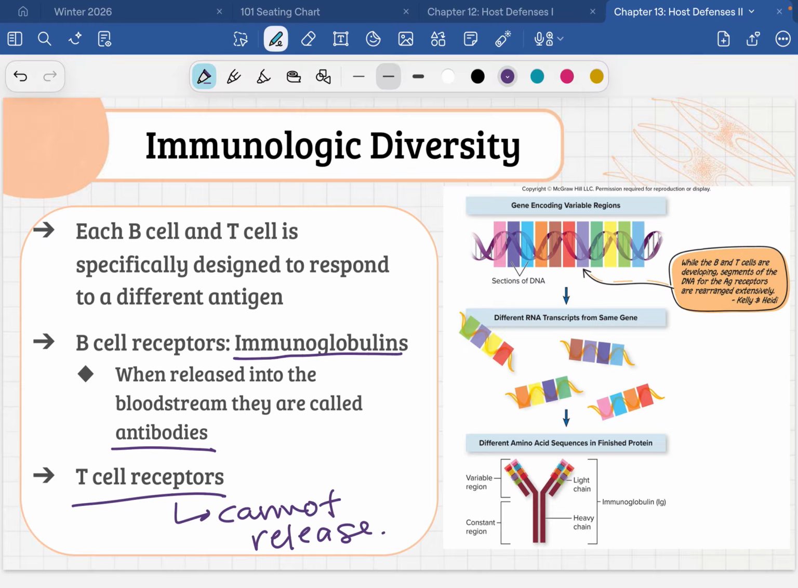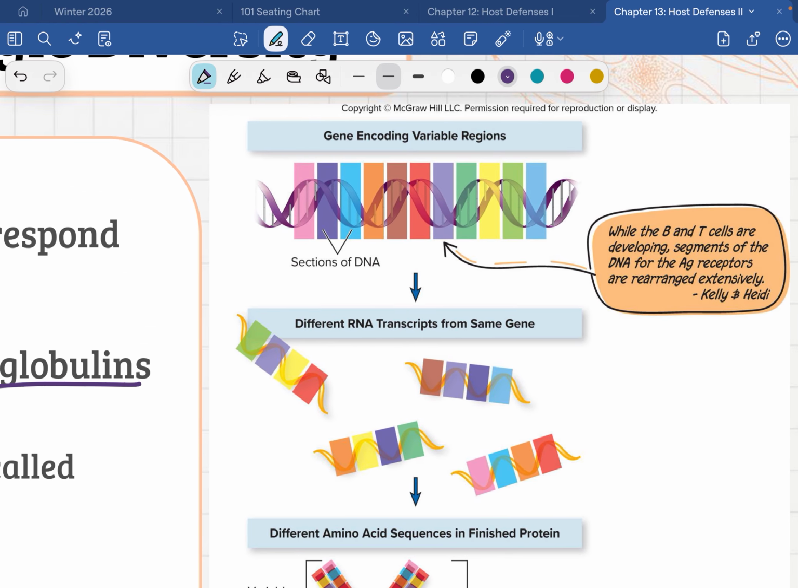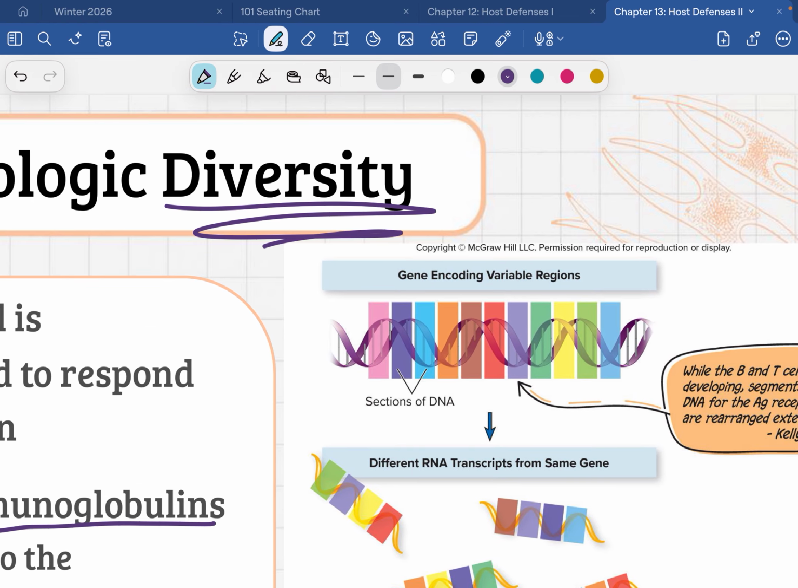Okay, so B cells have immunoglobulins. When those immunoglobulins are released, they are called antibodies. T cell receptors don't have any special name. They are just called T cell receptors, and they cannot be released into the bloodstream. Okay, and again, each B cell and each T cell is specifically designed to respond to a different antigen. And that is immunologic diversity, that each and every B cell responds to something different. Each one is diverse. It is different from every other B cell or T cell that exists.